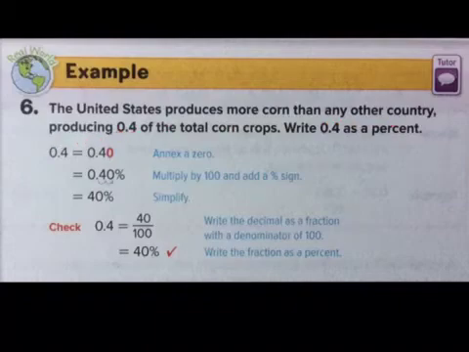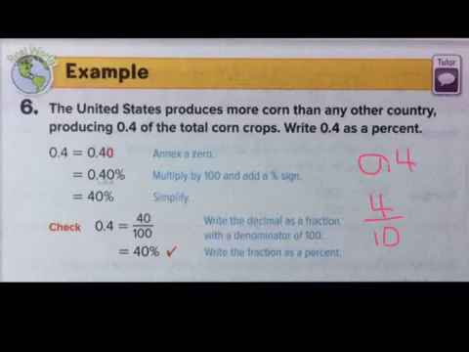Okay, the United States produces more corn than any other country, producing 0.4. So 0.4, it's 4 in the 10th place, so it's 4/10, right? And to turn that into 100, I need to add another 0 to each one. So I add a 0 there, and I add a 0 there, and now we have 40 out of 100, which is 40%, right? Okay, I hope you have that clear.